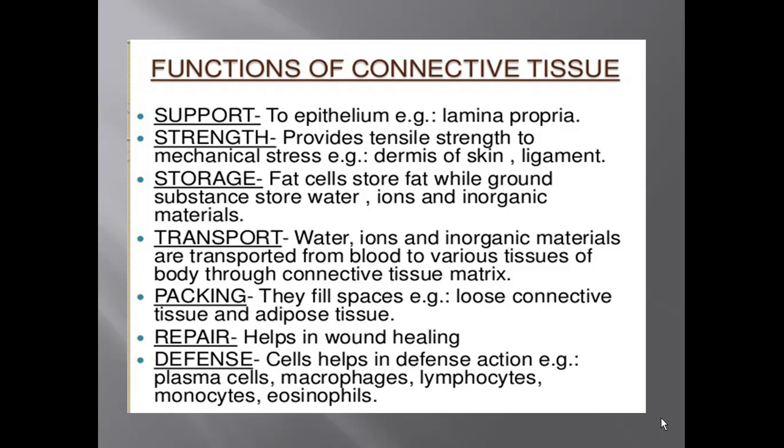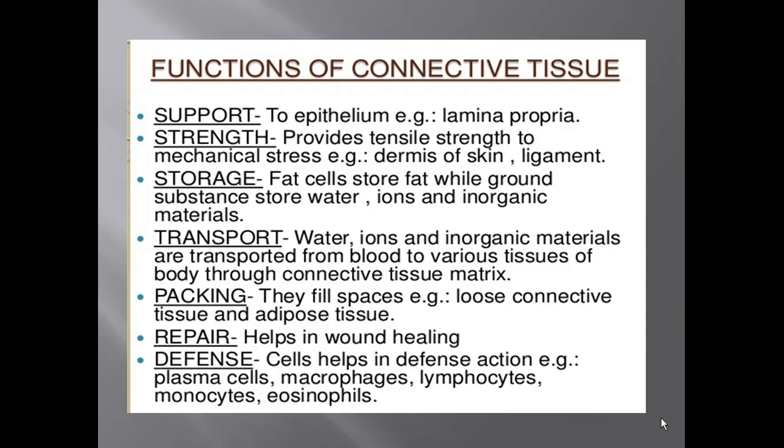It's support to epithelium, and an example of the support is lamina propria. Let me give you a definition of lamina propria. It's a thin layer of loose areolar connective tissue which lies beneath the epithelium. And when I have epithelium with a basement membrane and then the lamina propria, together they constitute what is called the mucosa. The second function is strength, which provides tensile strength against mechanical stress. An example is the ligament; we know that the main function of the ligament is to bind and connect bone to bone.